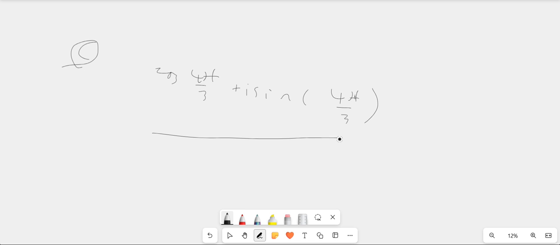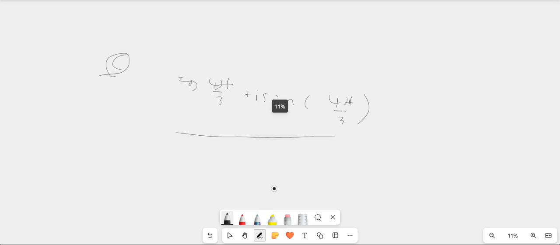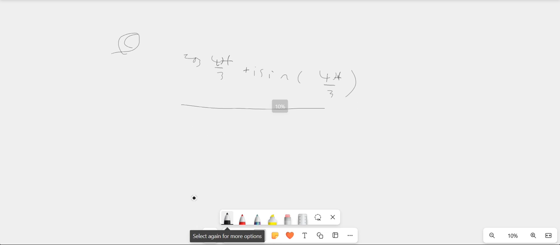And now over what? Over 10 pi over 3 and 4 pi over 3. What's 4 pi over 3 plus 2 pi? I have a suspicion that it's going to be 10 pi over 3. So just add 2 pi to 4 pi over 3 on the bottom. It will give you 10 pi over 3, so the bottom is clearly going to be cos 10 pi over 3 plus i sine 10 pi over 3.